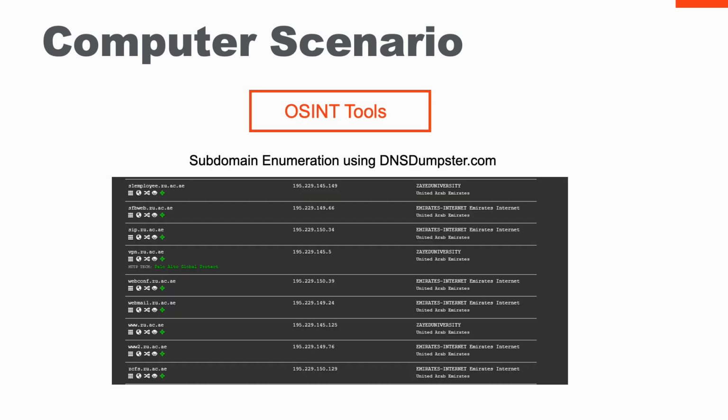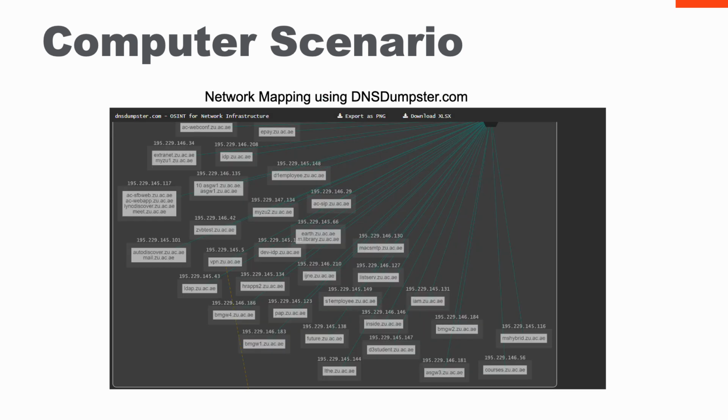Also, based on the recommendations, we assume that the attacker enumerated further using OSINT tools, and one of the enumeration techniques is subdomain enumeration, and he utilized DNS dumpster as suggested. And here we're showing that DNS dumpster was very useful for the attacker because he was able to map the network and the different subdomains, which helped him identify potential attack vectors.